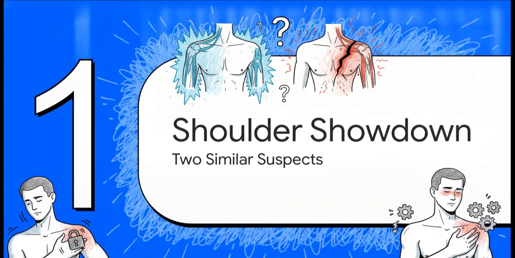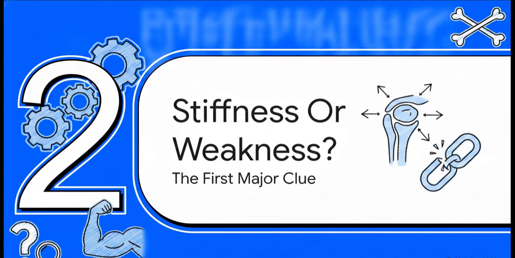Section 1. The shoulder showdown. Here we're introducing our two main suspects, frozen shoulder and a rotator cuff tear, which look completely identical to the untrained eye. Section 2. Stiffness or weakness. We're moving straight to our first diagnostic clue by exploring the foundational difference in how the patient actually feels.